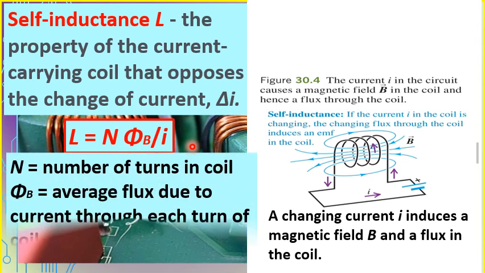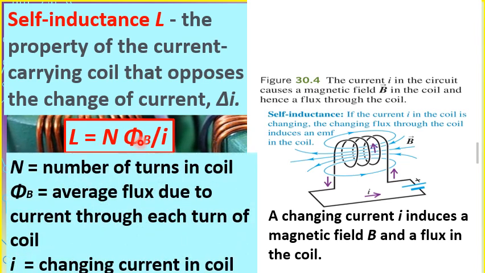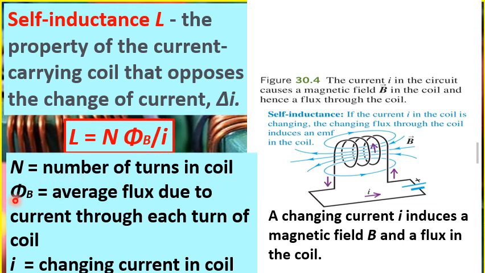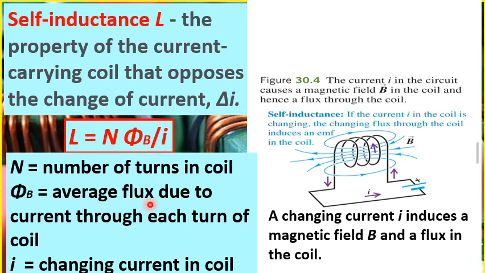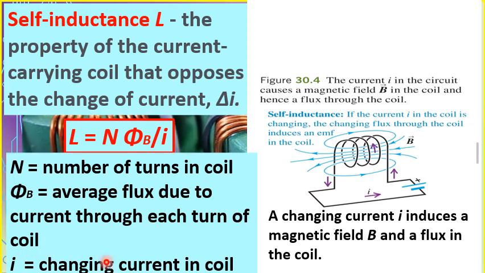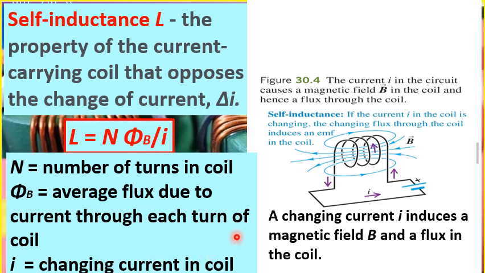So we emphasize the meaning of each quantity in this equation. Capital N, again, is the number of turns in the coil. The Greek letter phi sub B refers to the average flux due to current through each turn of the coil. And small letter I is the changing current passing through the coil.